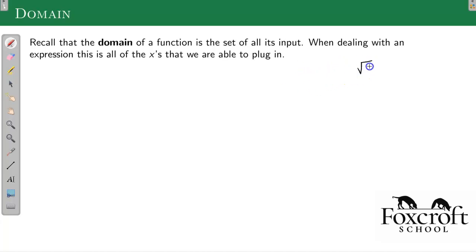For instance, we've had the square root of x before. I could not plug in -3 because I can't take the square root of -3 and get a real number. So -3 would not be in the domain of the square root of x. So that's what I mean by allowed to plug in. Certain things have certain rules that you have to make sure you follow.